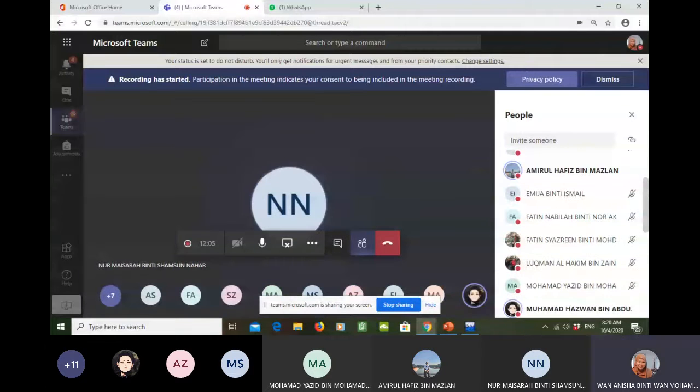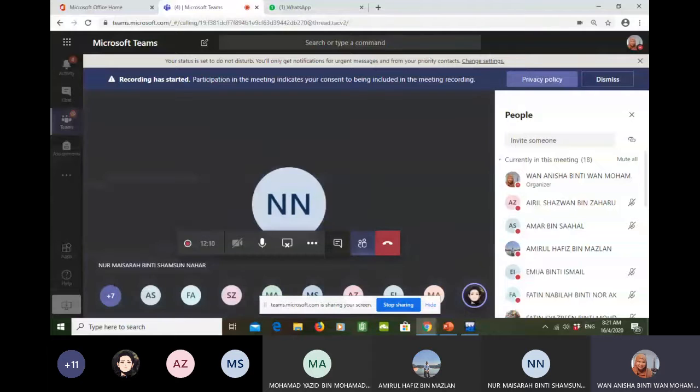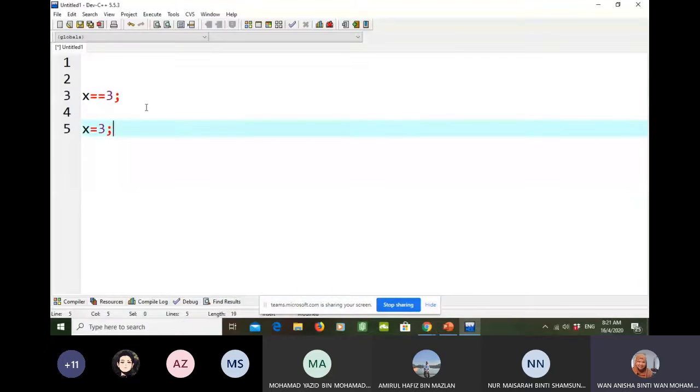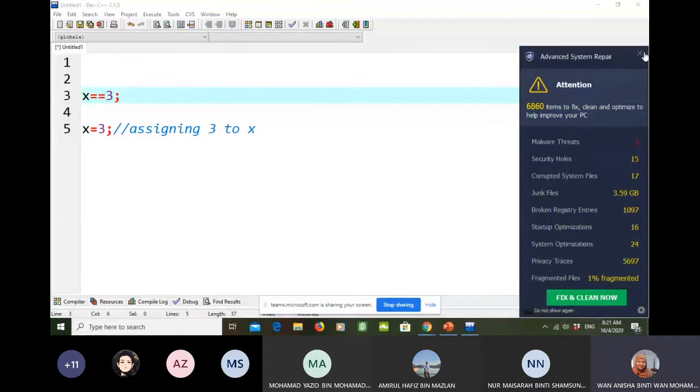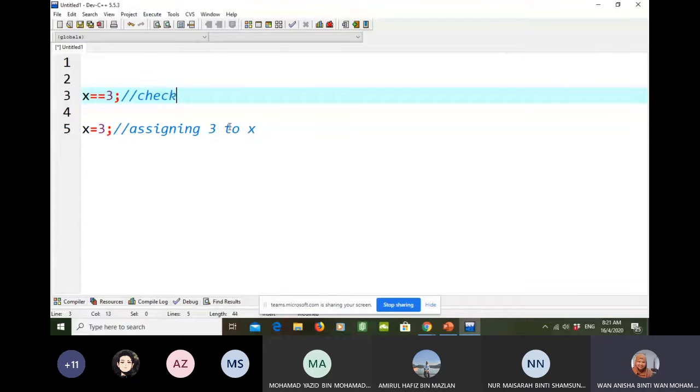Who is this? X equals to 3 is to declare a constant, I think. X equals to 3 is declared constant. It's not constant. It's actually a value. Yes, good. Assigning value. Assigning 3 to X. How about X double equals to 3? To compare whether the value is equal to 3 or not. Okay, checking. Oh, checking. Yes, the same. Checking whether X is equal to 3. Checking whether X is equal to 3.